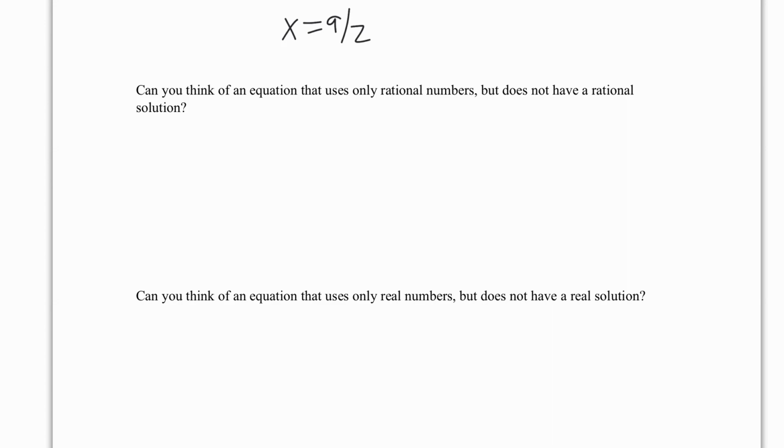Well, can you think of an equation that uses only rational numbers but does not have a rational solution? Go ahead and pause the video and think about it for a second.